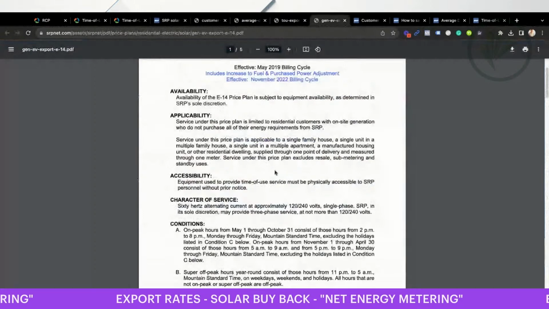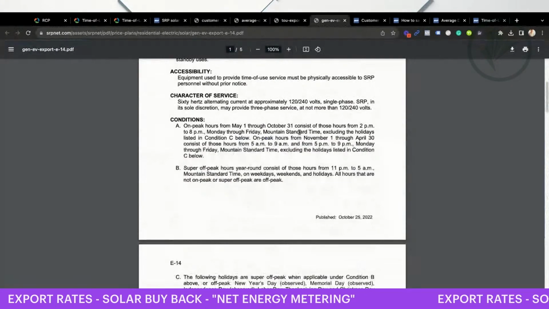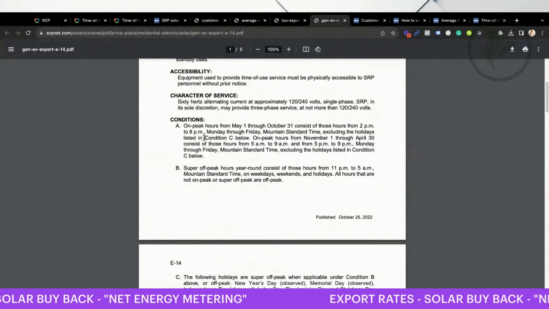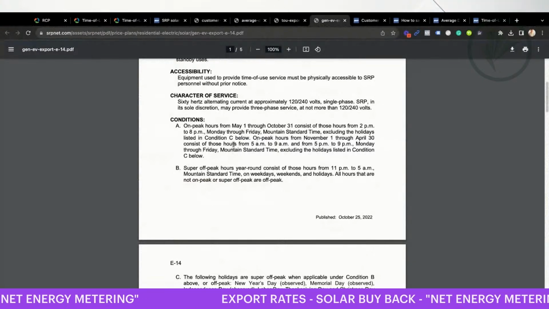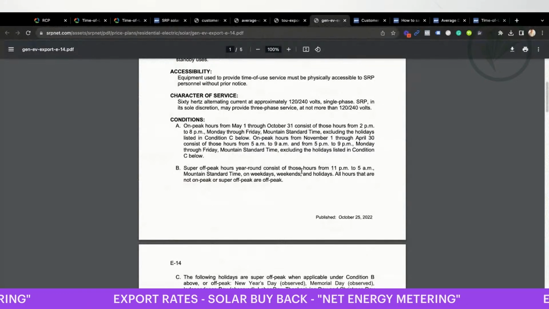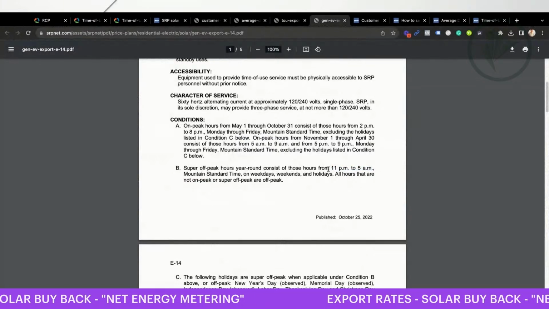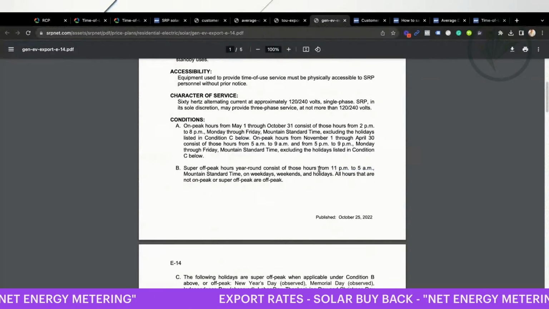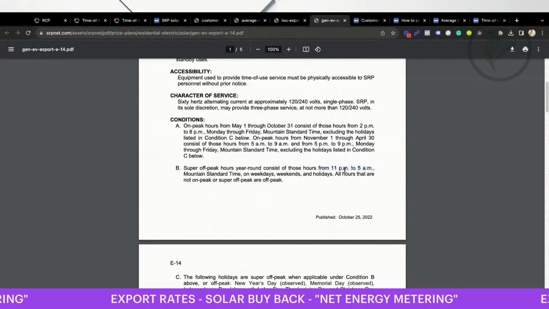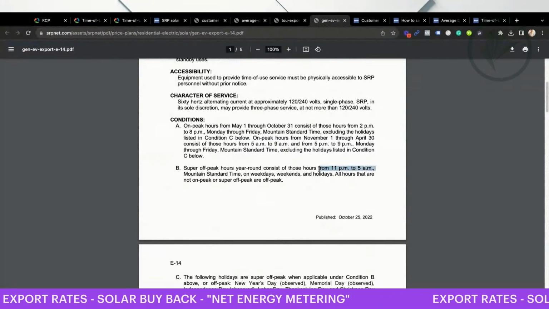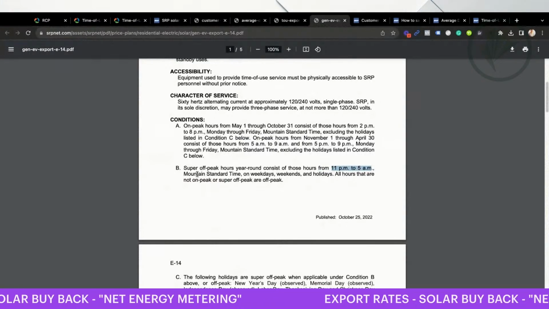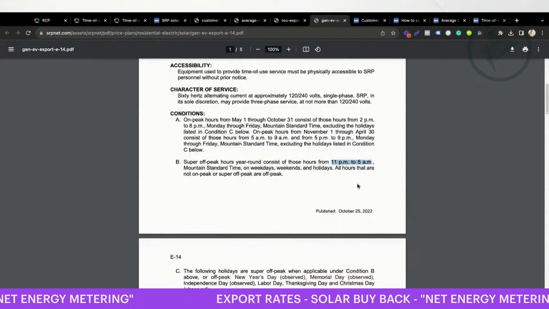is from the hours of 11 p.m. to 5 a.m. So when you get home, make sure your Tesla, EV, Leaf, Subaru Solstice charger is set from 11 p.m. to 5 a.m. and you will be charging your car at super cheap hours.